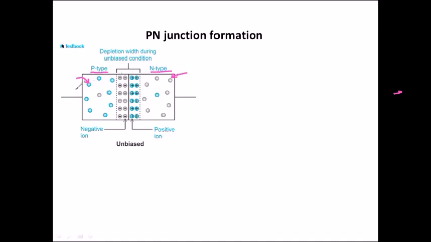However, there will be some electrons within a P-type semiconductor called minority carriers, and holes in the N-type semiconductor called minority carriers. As soon as a P-type semiconductor and an N-type semiconductor are joined together, the electrons from the N region will diffuse into the P region after the junction. Similarly, the holes from the P region will diffuse into the N region.